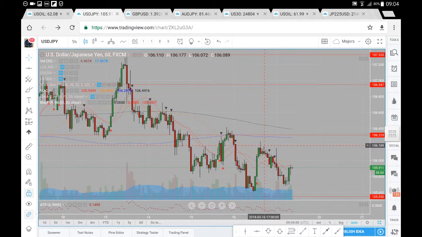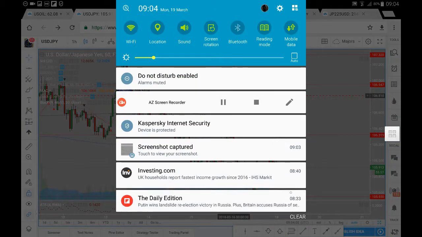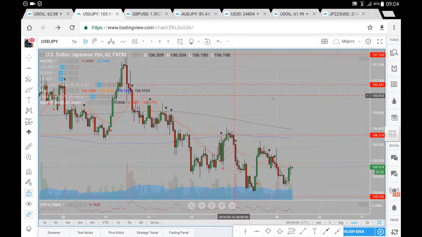So this is US dollar Japanese yen analysis for Monday the 19th of March. Now, let's just have a look at where prices are and where prices may likely go. So our most recent trend, we've seen sell side momentum return to the market from this 107.32. We've had prices come down towards this 106.40.